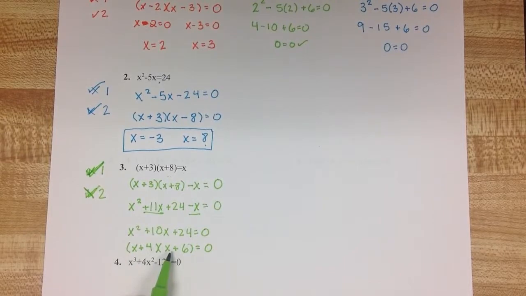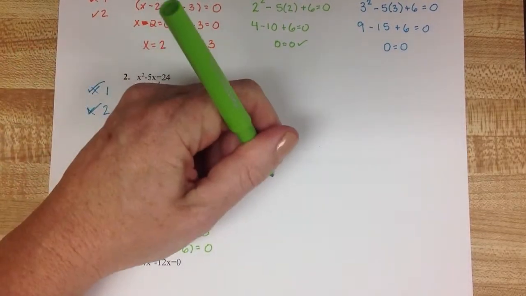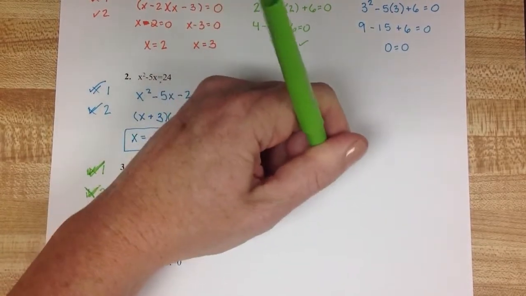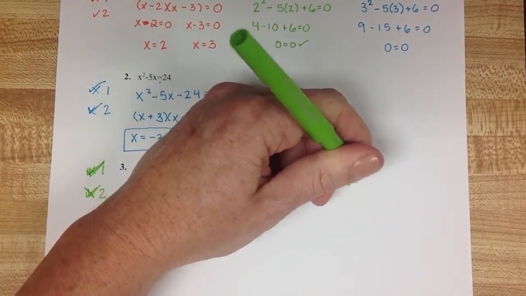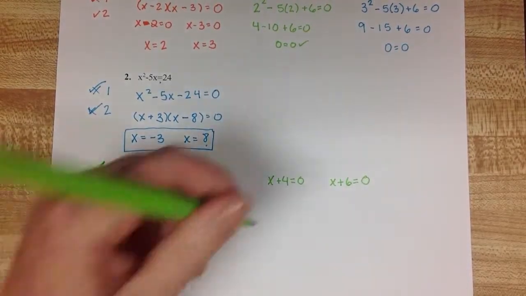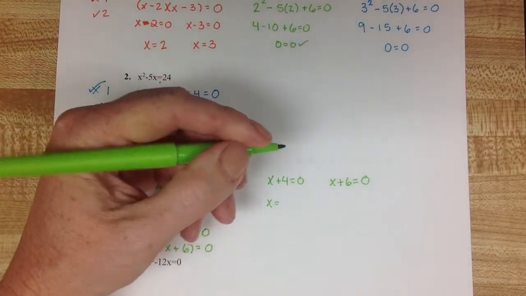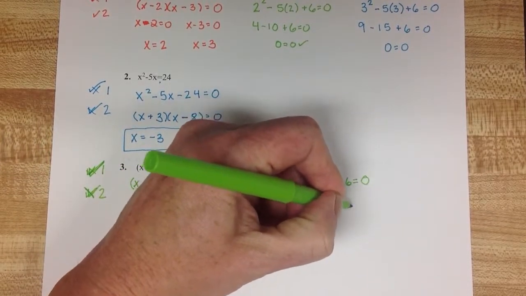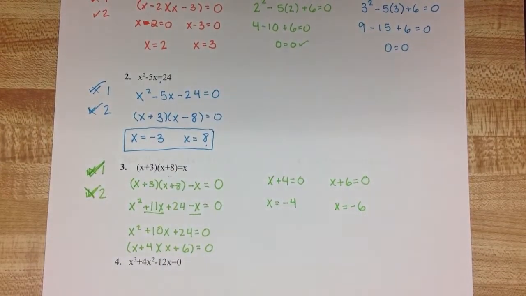I've got only factors on my left side, it's set equal to 0 on the right, so I'll set each one of those pieces equal to 0, and go ahead and solve them. I'm going to have x equals negative 4 and x equals negative 6.